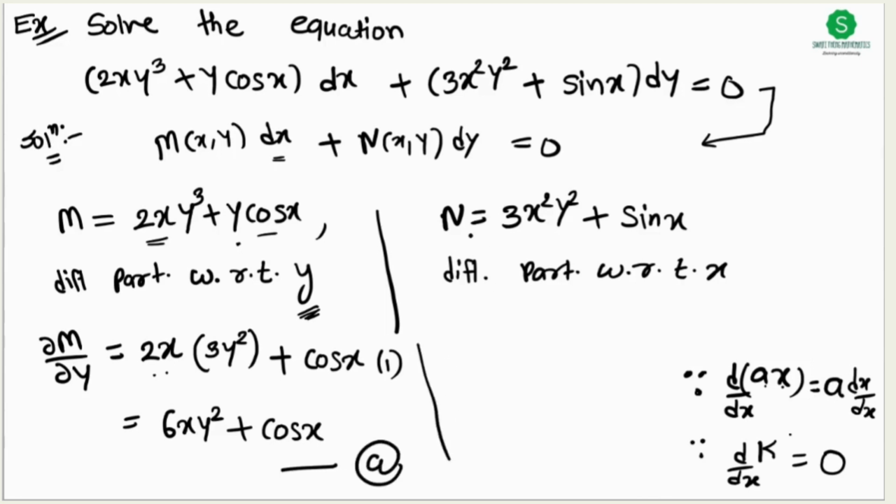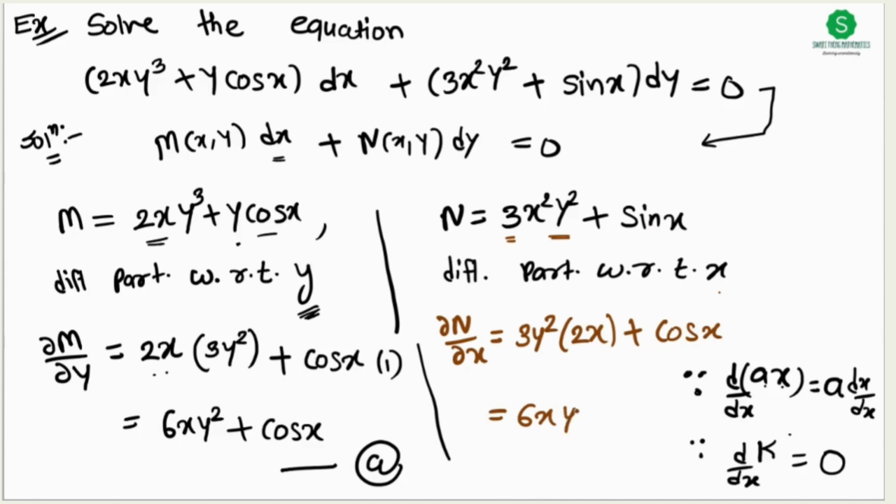Now in a similar way, we have to differentiate our n with respect to x. So del n by del x is equal to, y term is constant. So in the first term 3y square is constant. Derivative of x square is 2x, plus here sin x contains the x variable, so differentiate this sin. We get derivative of sin is cos x. Now simplify this term. So 2 into 3 is 6x y square plus cos x. Suppose this is our equation number B.